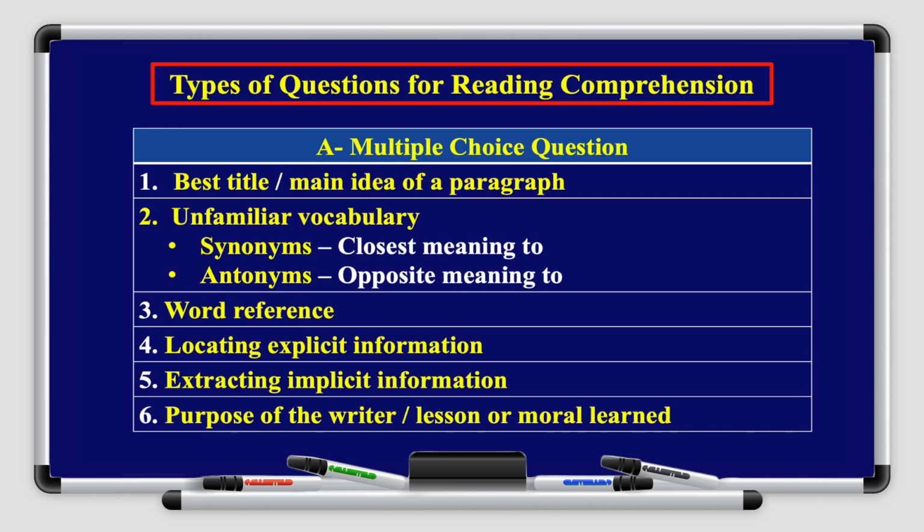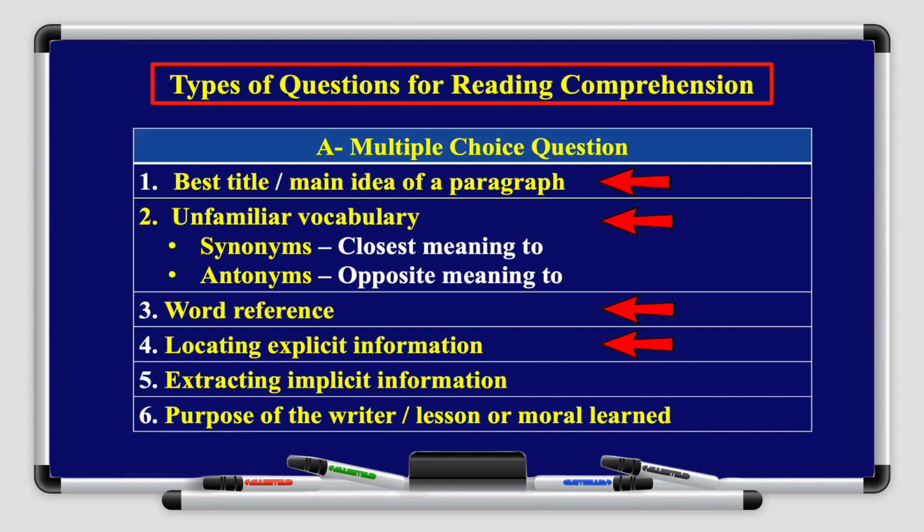Okay, so the types of questions that you're going to face for reading comprehension, we're having multiple choice questions. So you are going to choose what's the best title or main idea of the paragraph, what are the synonyms and antonyms, the opposite of the word or the closest meaning to the word. We have number 3, word reference. I would give you, for example, it refers to what exactly in the paragraph.